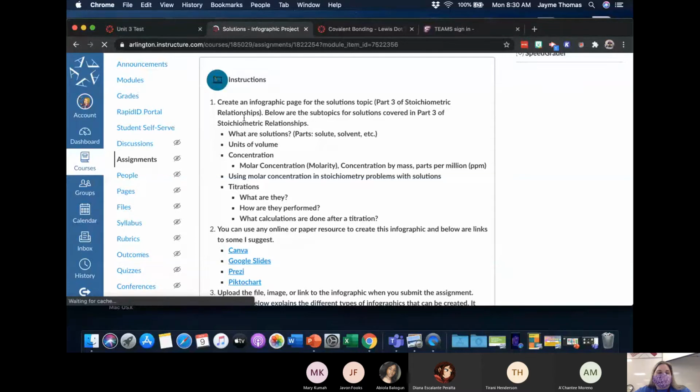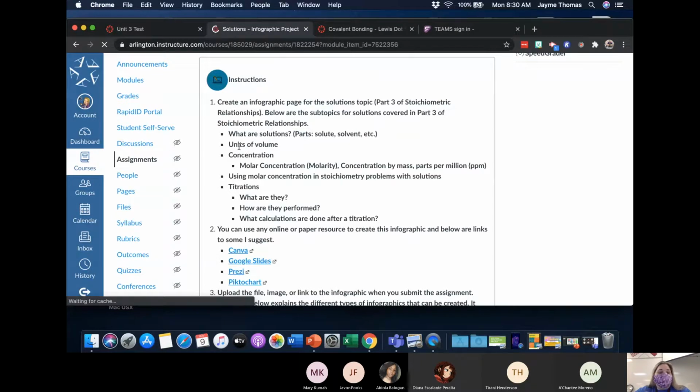It says below are the subtopics for solutions that we covered. So we talked about the basics. At the very beginning, there was information about what solutions are. So the definitions of terms like what's the solution, what's the solute, what's the solvent, and how do you make a solution. All that basic stuff at the beginning fits into one subtopic.